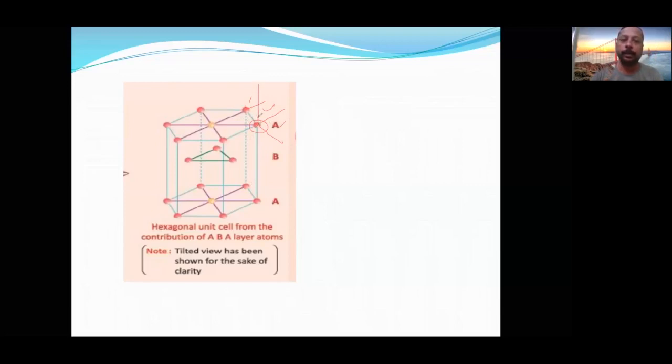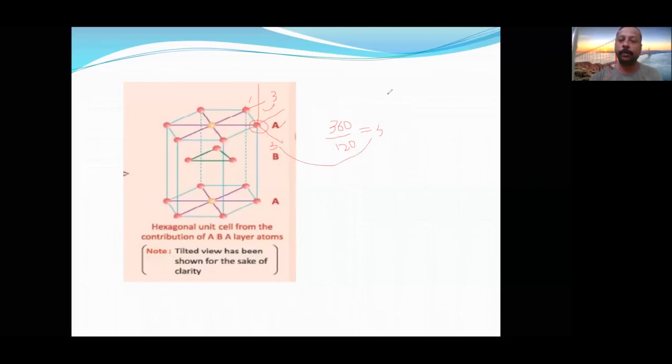Similarly, if it is extended, 3 at the top, 3 at the bottom. So the contribution of the corner: 3 at the top and 3 at the bottom. How is it 3? Simply, the total angle in a plane is 360, and each angle is 120. After dividing, you get 3. So how this 3 came, is it understood? 3 in one plane, and similarly 3 in the plane above.